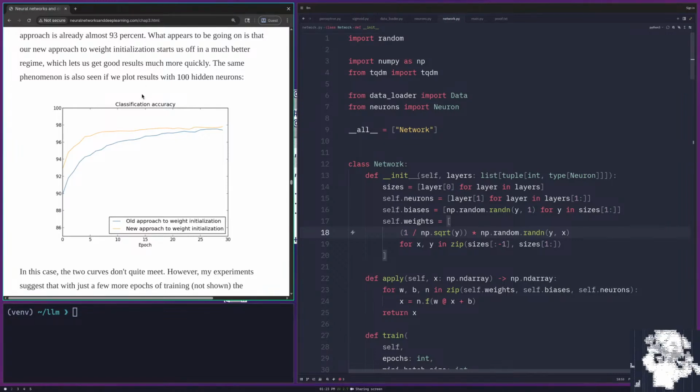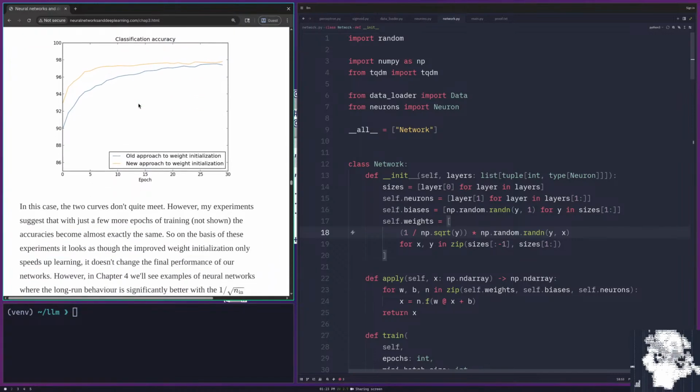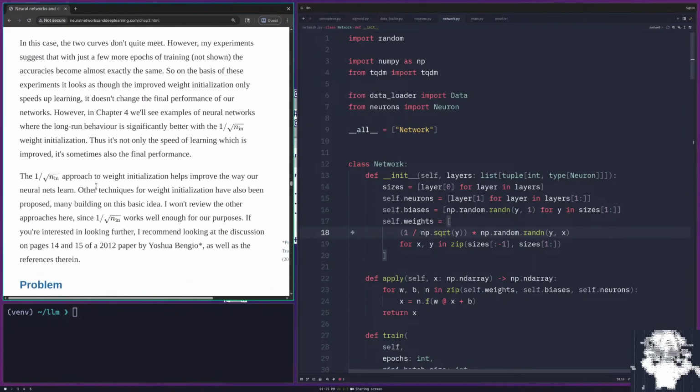The same phenomenon is also seen if we plot the result with 100 hidden neurons. In this case, the two curves don't quite meet. However, my experiments suggest that with just a few more epochs of training, not shown, the accuracies become almost exactly the same. So on the basis of these experiments, it looks as though the improved weight initialization only speeds up learning. It doesn't change the final performance of our networks.